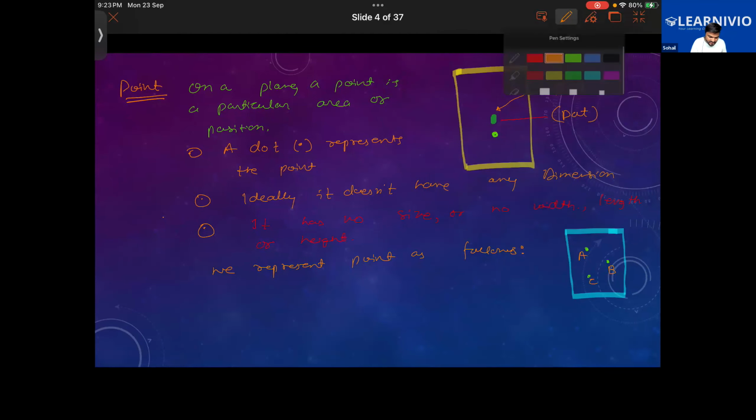Next is the topic collinear points. Have you learned about collinear points in school? No, not collinear points, only points and angles, I guess.